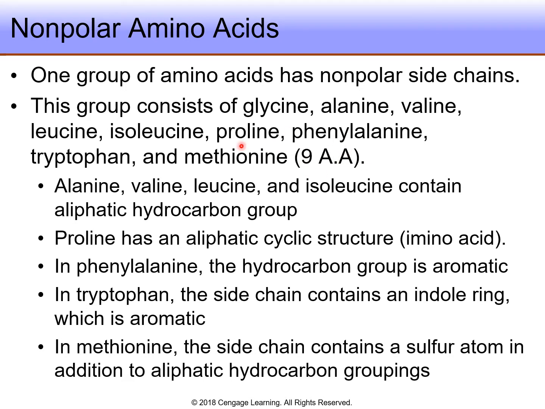Alanine, valine, leucine, and isoleucine contain aliphatic hydrocarbon groups. Proline has an aliphatic cyclic structure. In phenylalanine, the hydrocarbon group is aromatic. In tryptophan, however, the side chain contains an indole ring, which is aromatic. So both phenylalanine and tryptophan are said to be aromatic amino acids. In methionine, the side chain contains a sulfur atom in addition to aliphatic hydrocarbon groupings.